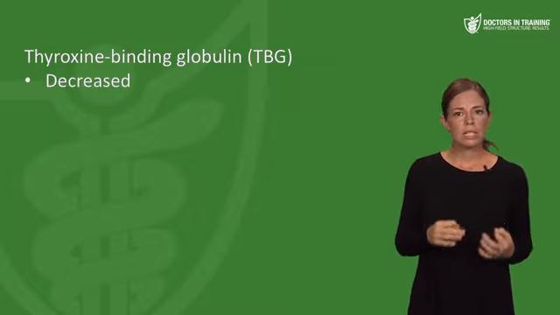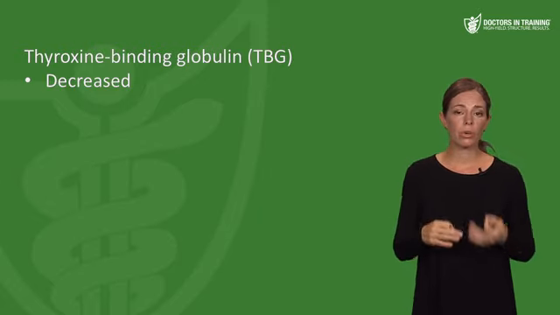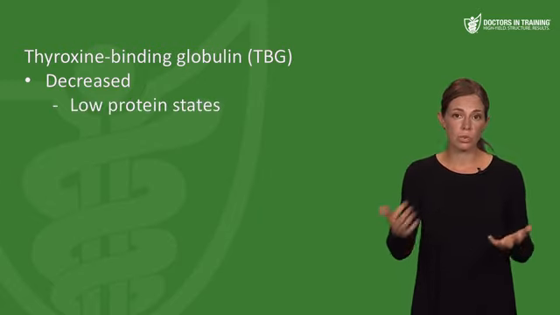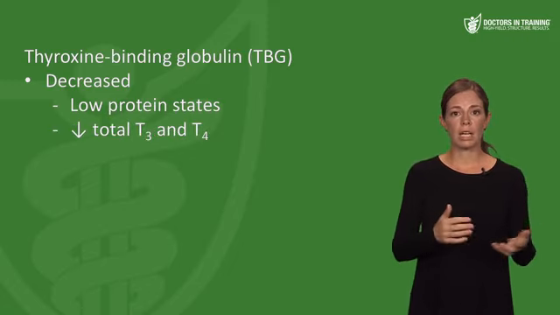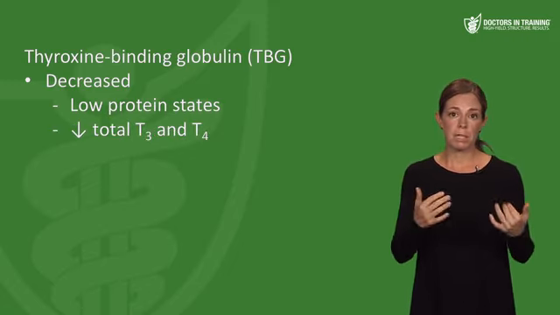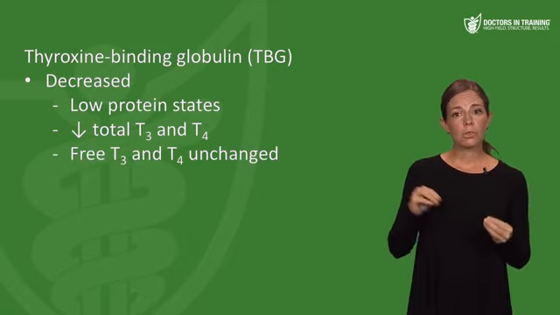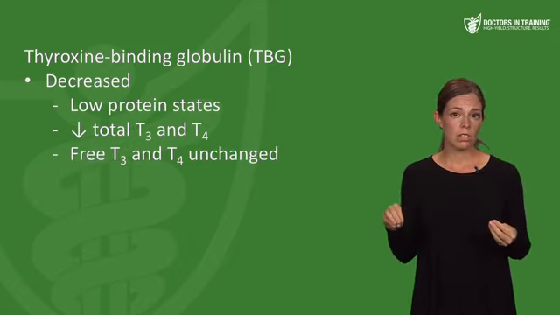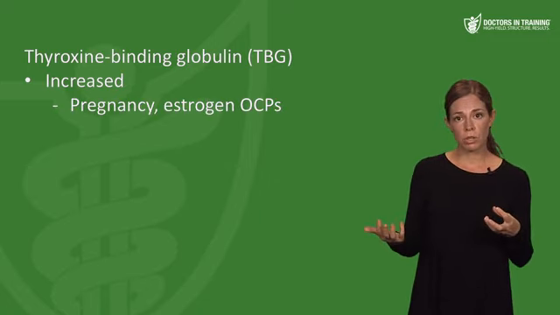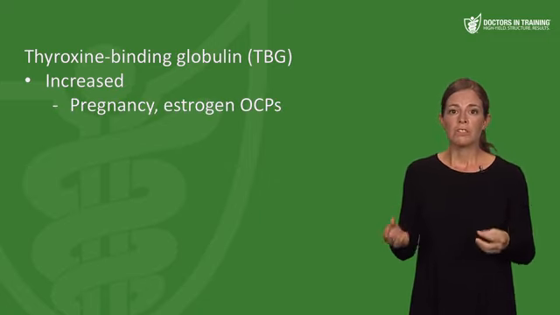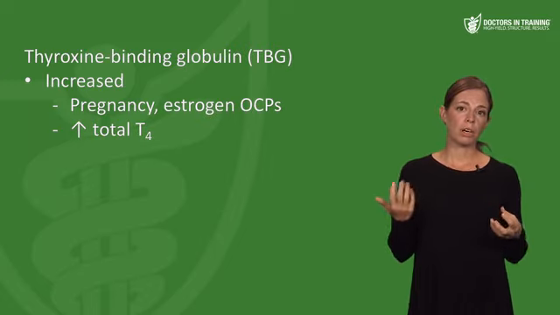So there's decreased TBG in hepatic failure or nephrotic syndrome or other conditions with low protein. So with this, the total amount of T3 and the total T4 might be decreased, but the free T3 and free T4 may be unchanged. Then there's an increased TBG in pregnancy and also with oral contraceptive pill use. So you would have an increase of total T4 in pregnancy.